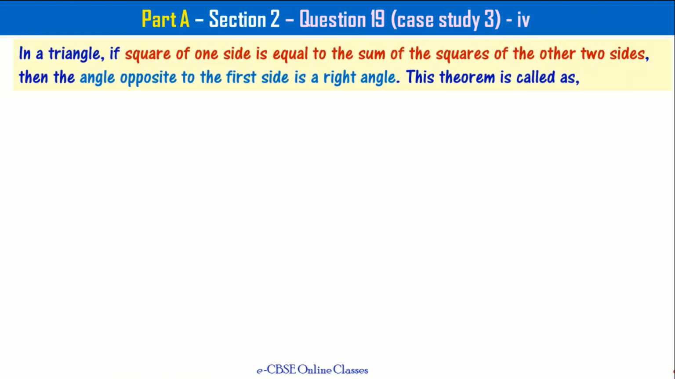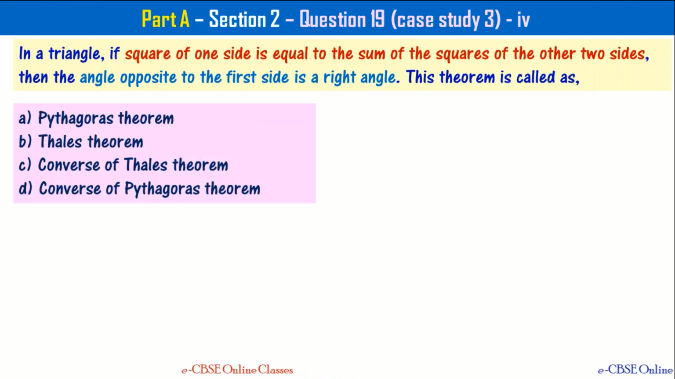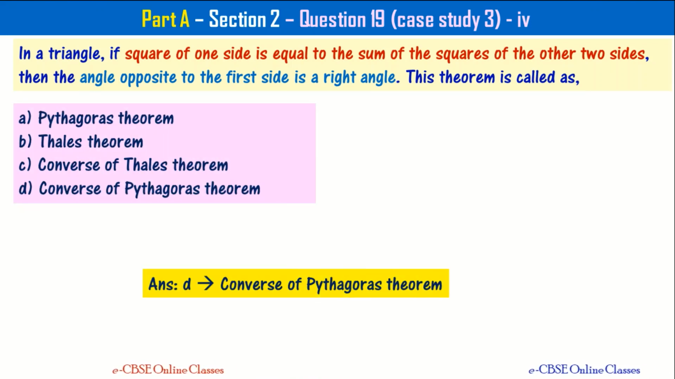Subpart 4. In a triangle, if the square of one side is equal to the sum of the squares of the other two sides, then the angle opposite to the first side is a right angle. This theorem is called. Answer is fairly simple. It is D, converse of Pythagoras theorem.